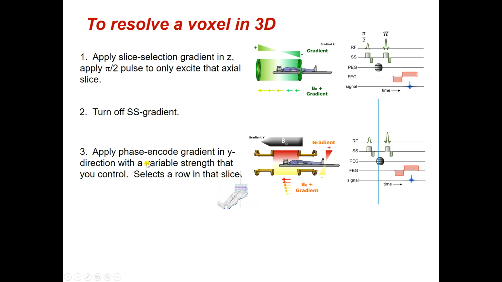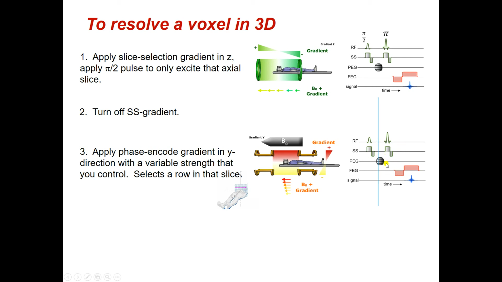Step 3, we just talked about it. Apply the phase encode gradient, say, in the Y direction. So now I know what Z slice I have of the patient, but how do I know posterior to anterior? Well, let's apply a phase encode gradient, in this case in the Y direction, with a variable strength that you control. That selects one row in that slice. Okay, we're going to need to do that many, many times, and that's what this symbol actually means. Note how this thing with the little step ladder is different than any other symbol.